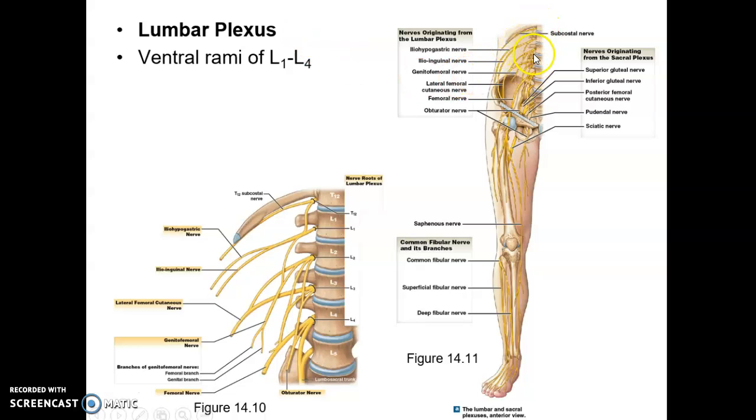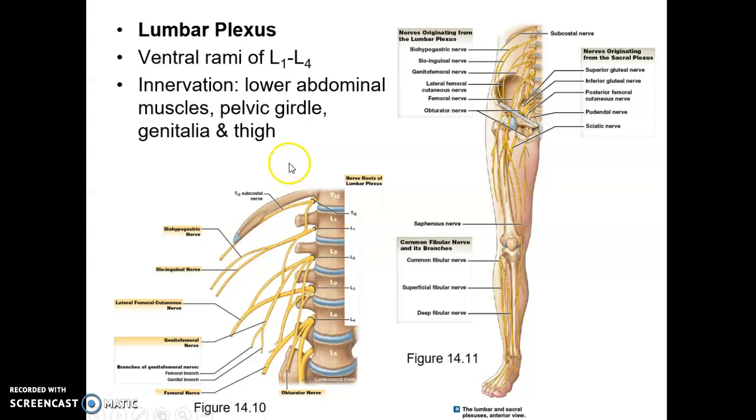Lumbar plexus, okay, off of the ventral rami of spinal nerves L1 through L4. The innervation is the lower abdominal muscles, the muscles of the pelvic girdle and the region of the pelvic girdle, the genitalia, and the thigh. So a fairly large area. The only nerve is the femoral nerve, which goes towards the thigh musculature, and it's right here. All right? Do we see it here? Yeah, right there. Femoral nerve.